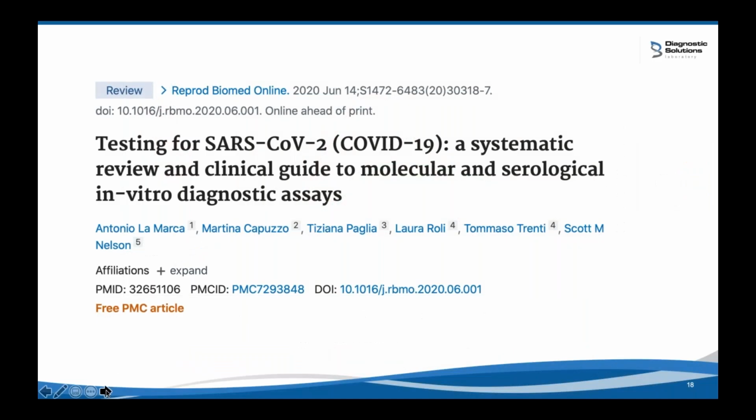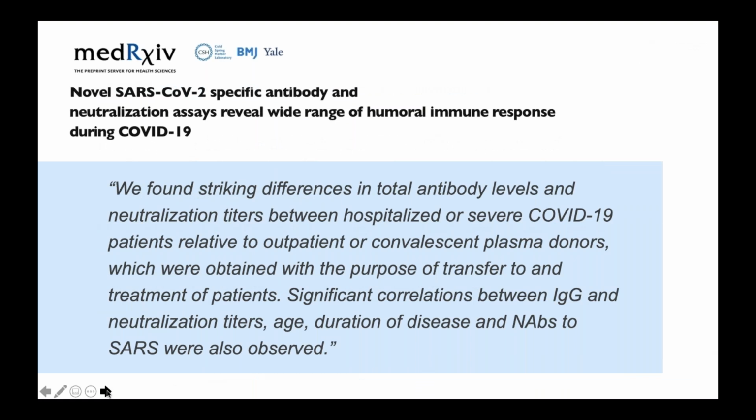Okay, so this is the reference for that particular figure. But that's really a summary of what we're seeing from a variety of studies. Again, there's a lot of individual variation, which we'll see in some of these additional studies here. So this next one I wanted to highlight is titled Novel SARS-CoV-2 Specific Antibody and Neutralization Assays Reveal a Wide Range of Humoral Immune Responses During COVID-19.